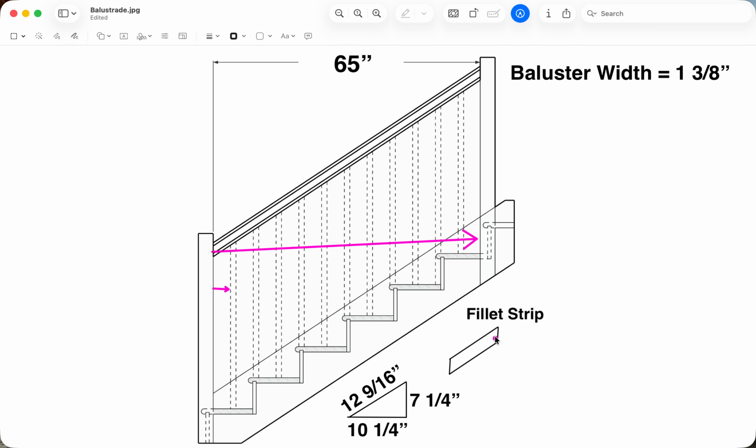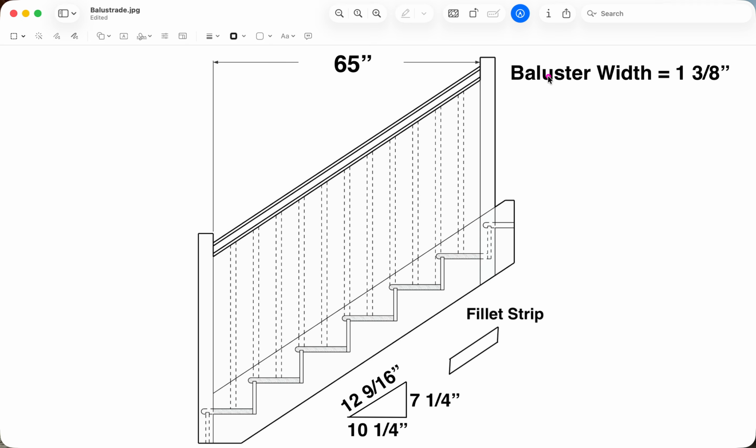At the end of the video, we're going to figure out our fillet strips, so little blocks of wood that we would place in between our balusters here at the top. What would be the length here given what our space ends up being? Okay, so let's have a look.